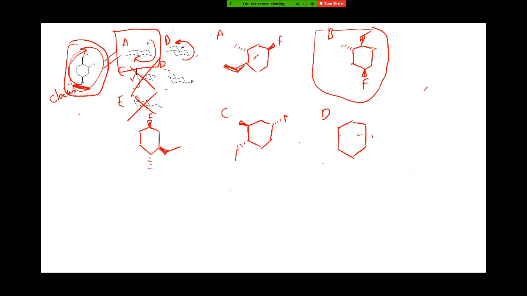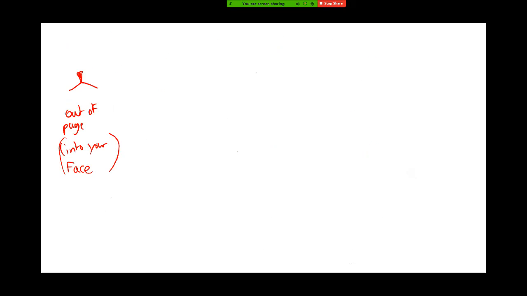So D, we can draw the 6-membered ring. I'm going to put the fluorine here. It is coming up. The methyl group is coming up in that case, and the ethyl group is also coming up. They're all up. So how do I know what's coming up and down? Okay, out of the page, into your face, into the page, towards your feet.